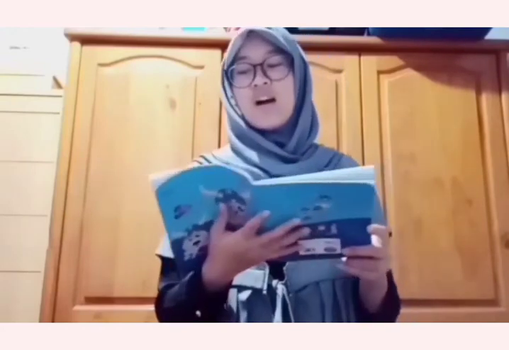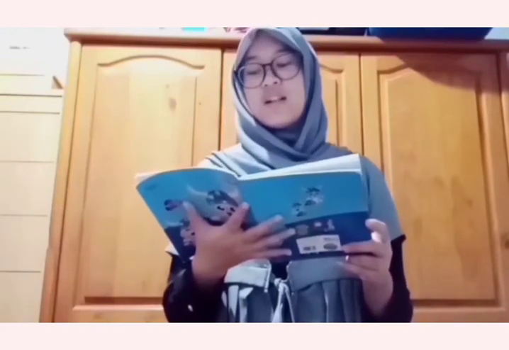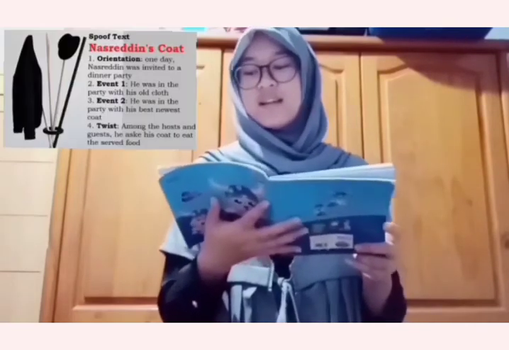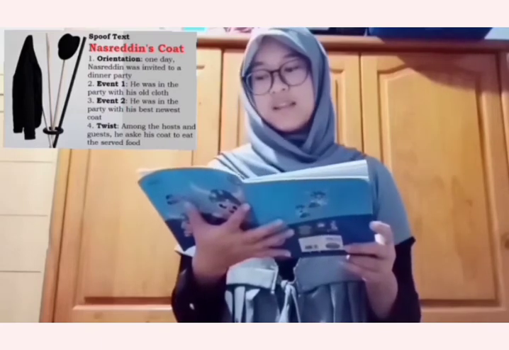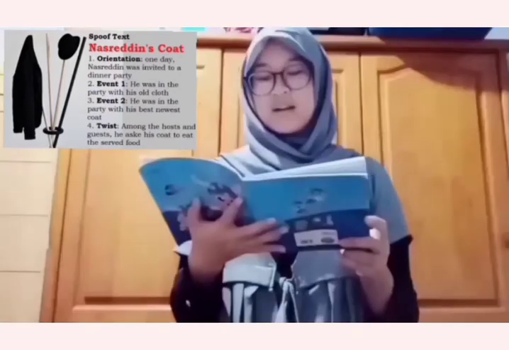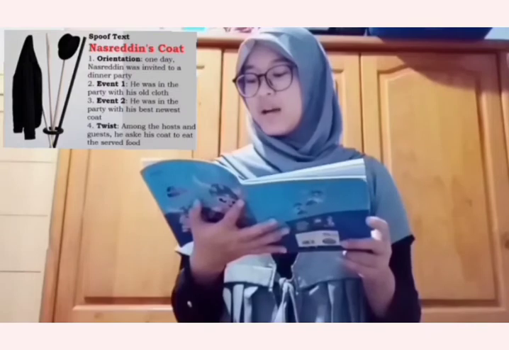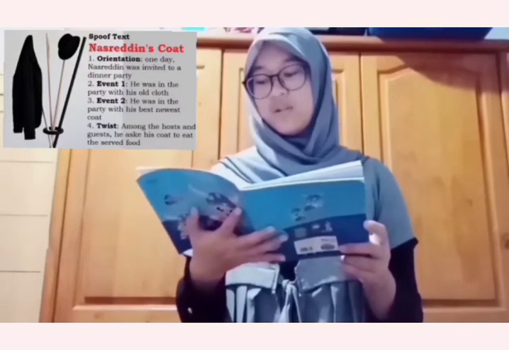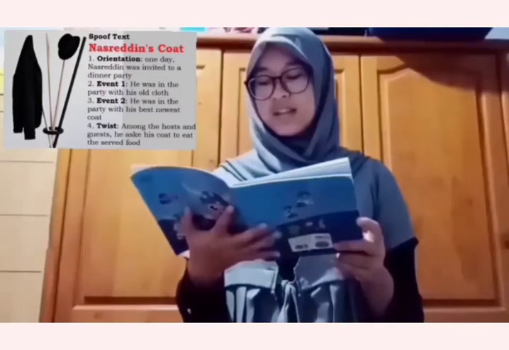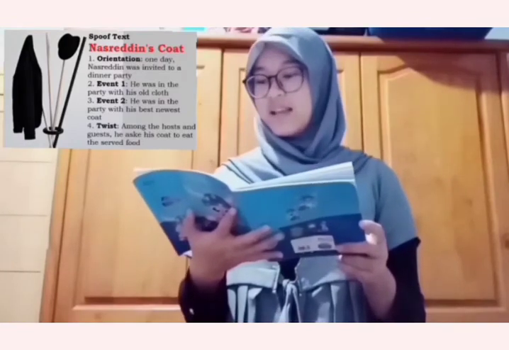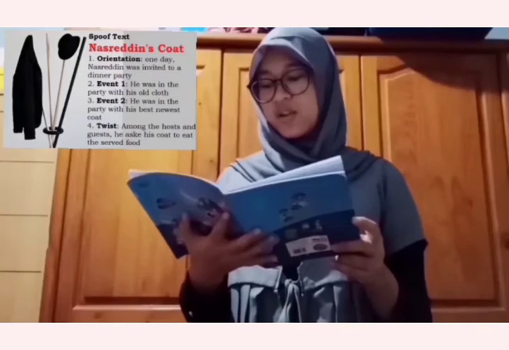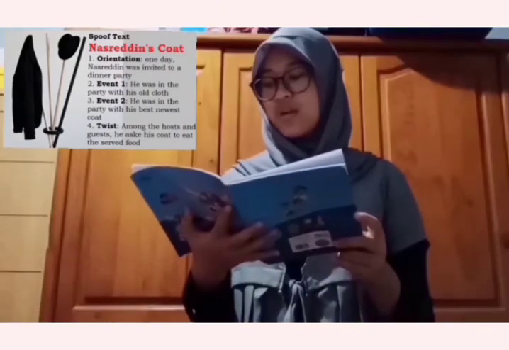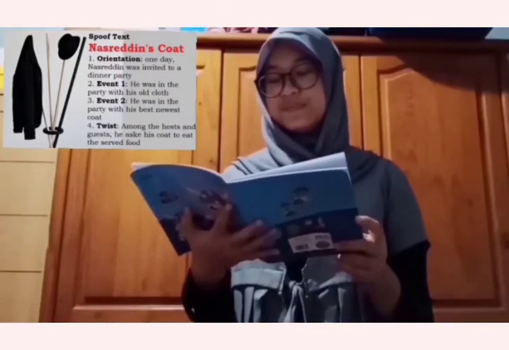Okay, so in the Nasruddin's Coat text, the orientation sentence is "One day Nasruddin was invited to a dinner party," and the events are in paragraph 2: he was at the party in old clothes, and he was at the party with his best coat. And then the twist sentence is that in front of the hosts and guests, he asked his coat to eat the served food.